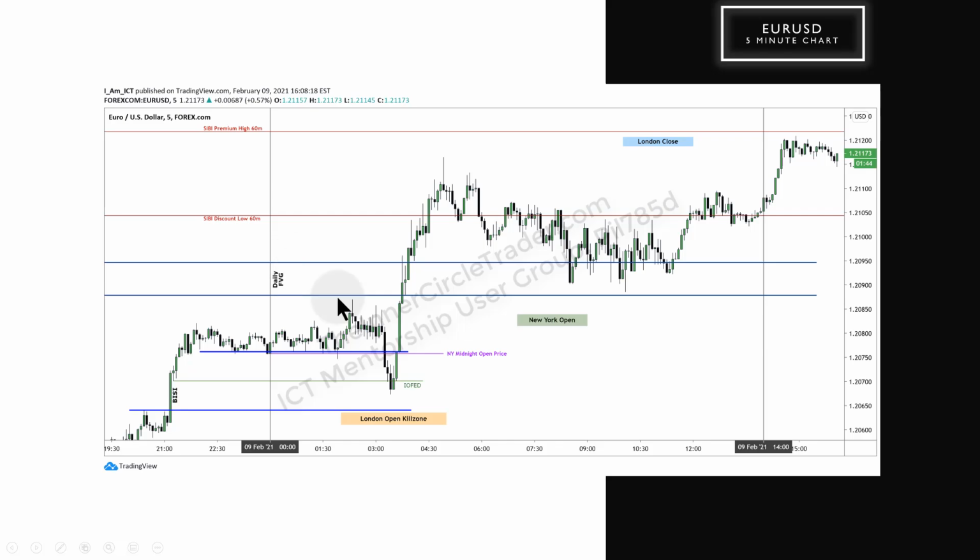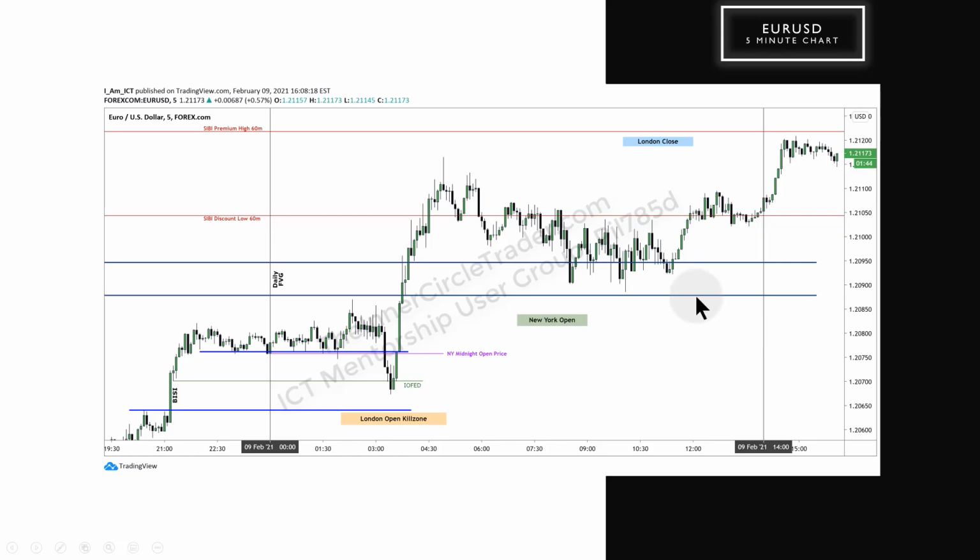Daily fair value gap here, you can see that was also mentioned in the weekend commentary that we'd likely draw up into that. And if we traded up through it and came back down into it, which is what we see here, it should accumulate again and trade higher.